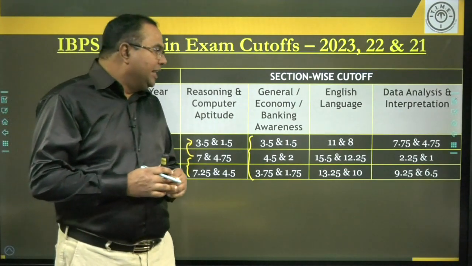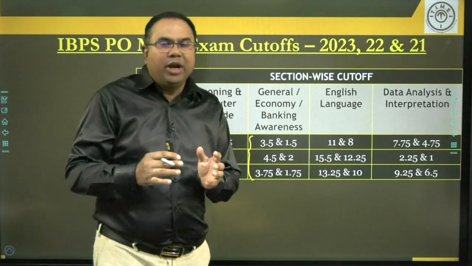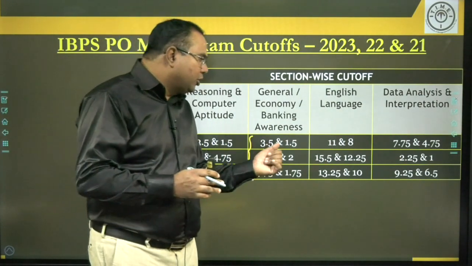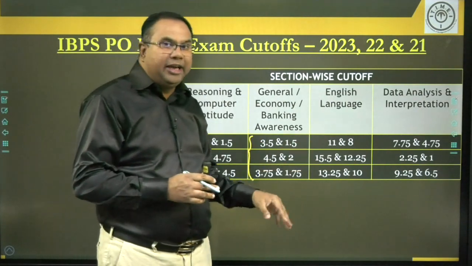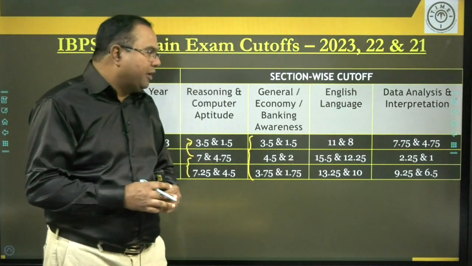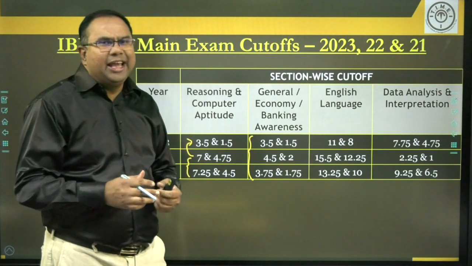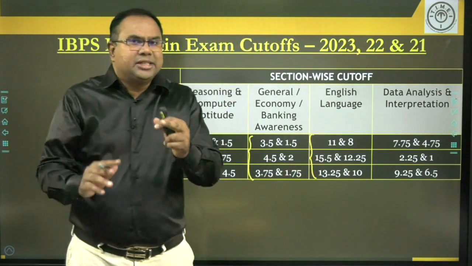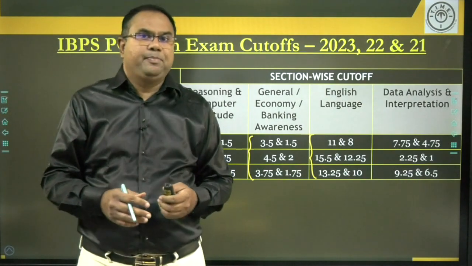Now if you look at your English section, I can say more or less the English section is the same, right? If you look at 2021, 13.25 and 10, last year 15.5 and 12.25, this year 11 and 10. So more or less almost the same for your English language section.